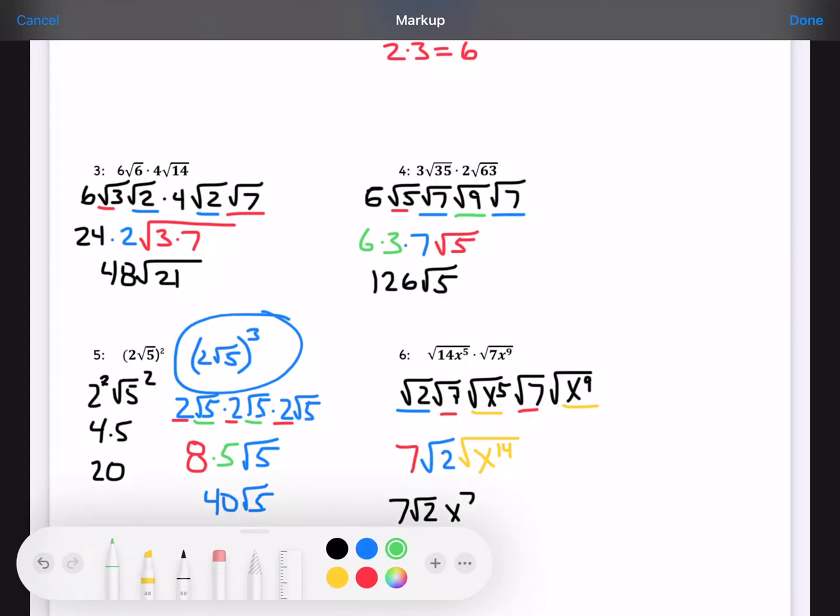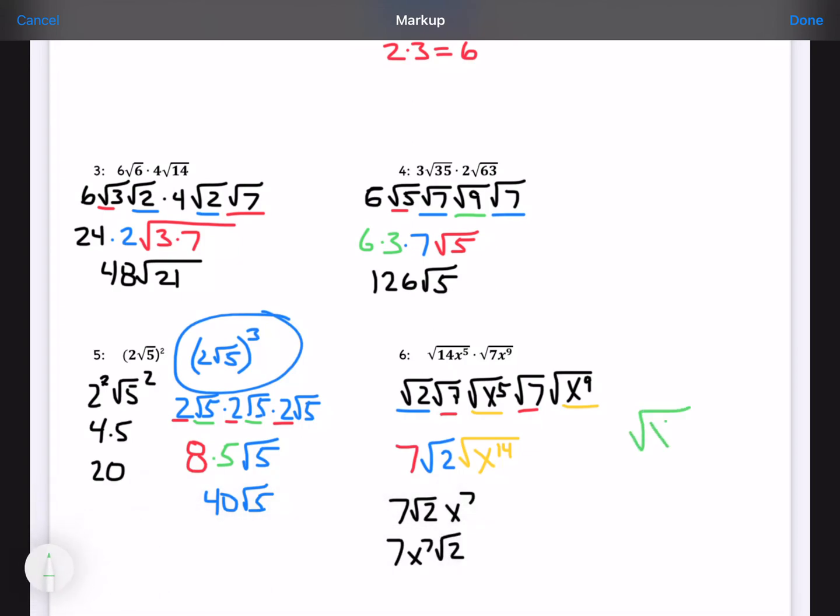Now, what happens when we have, say, x to the 15th? How would we do that? It doesn't cut in half. Well, you would break it down into the square root of x to the 14th times the square root of x. So it becomes x to the 7th times the square root of x. So anytime you have an odd power, you're always going to have a square root of that variable left over.